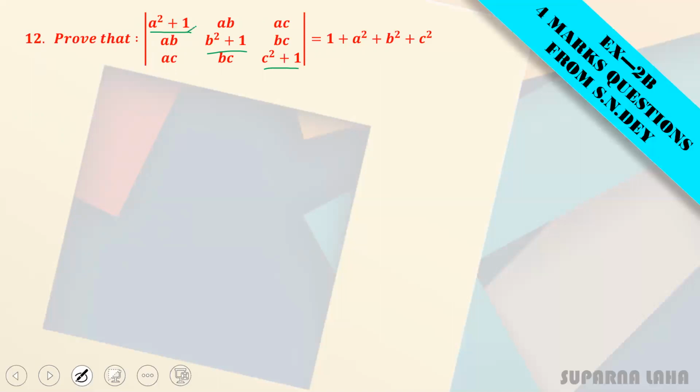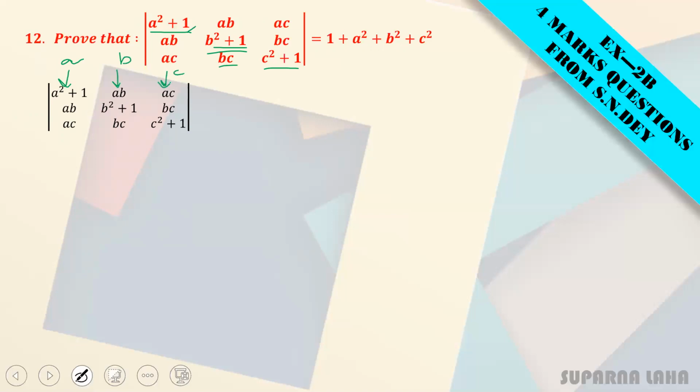For 1 plus a square, you need to find this b square and c square. From where you will get these two terms? And for the second one, a square and c square. And for the third one, this will be b square and a square. Okay, so how we will get these terms? So write down first this LHS. Now look at here. If I multiply this row by a, this column by a, this column by b, and this column by c. So what you will get?